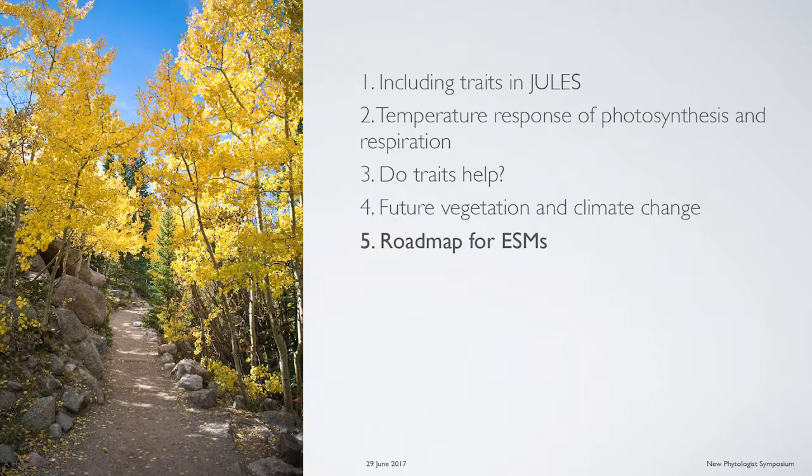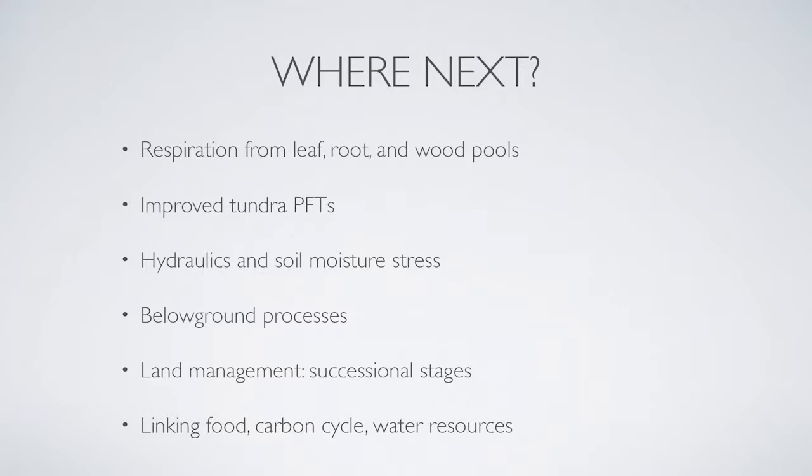So what might be some things that we can do next? I've been really inspired over the last few days listening to all the old and new information that's out there, and there's too many things to do, really. We could really use some work on the respiration from leaf, root, and wood pools in the model, trying to have more mechanistic understanding of what controls respiration rates. Improved tundra PFTs is really important because there's going to be so much climate change at high latitudes. We really need to understand how vegetation will change there. There's a huge need for improved representations of soil moisture stress, including more hydraulic information in the model. Below ground processes, including dynamic roots; having more information on roots in general would be really great. And then land management, so successional stages.